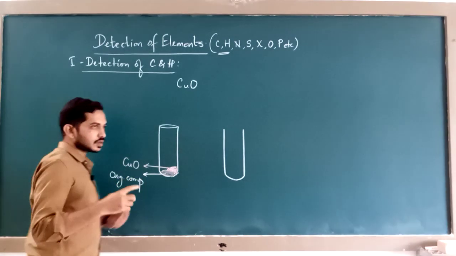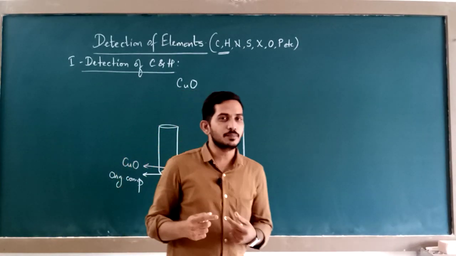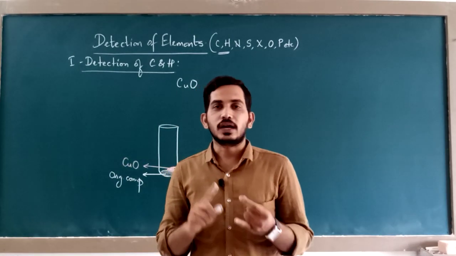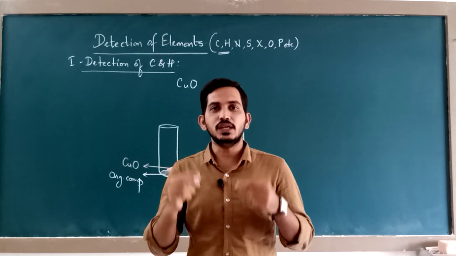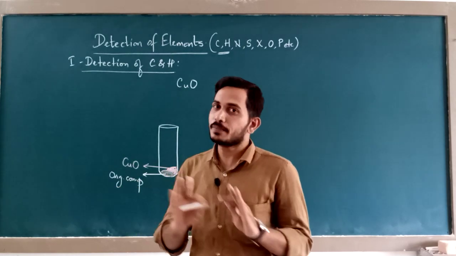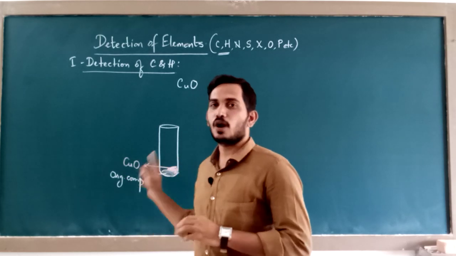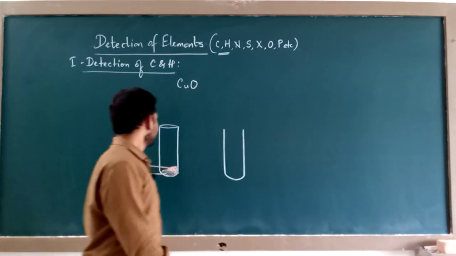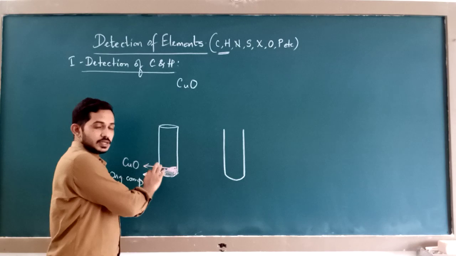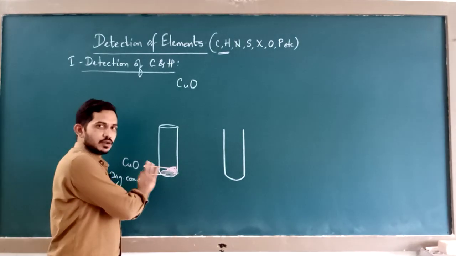Now what for are you testing this organic compound? To check the presence of carbon and hydrogen. So for the time being, you believe that this compound might contain carbon and hydrogen, and for that reason you are testing it with copper oxide. Then this test tube now contains organic compound and copper oxide.